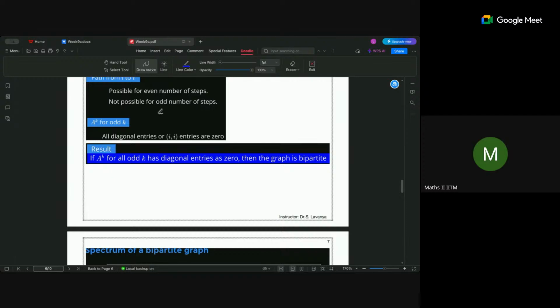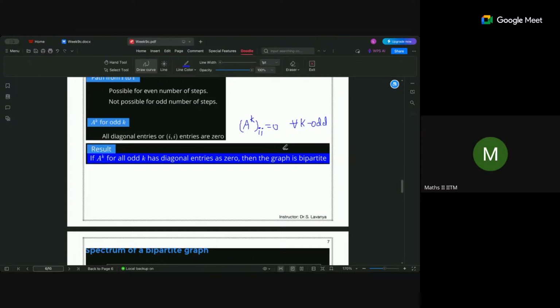What does that mean? All the diagonal entries of A power k, where k is odd, are all 0. So (A power k)_ii is 0 for all odd k. It means that, including A, all the diagonal entries of A power k for odd k are 0. If you have this property, then you can say that the graph is bipartite.